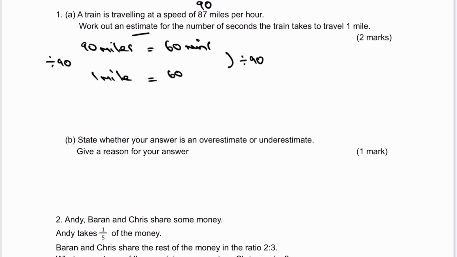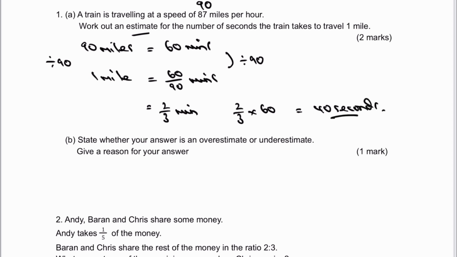So it's going to be 60 divided by 90 minutes. Okay, and really it's just a case of converting that then to seconds. So that's exactly the same as saying 2/3 of a minute. There are 60 seconds in a minute, so therefore it's going to be 2/3 of 60, which is going to equal 40 seconds for the train to travel 1 mile, and that's the answer to the first question.